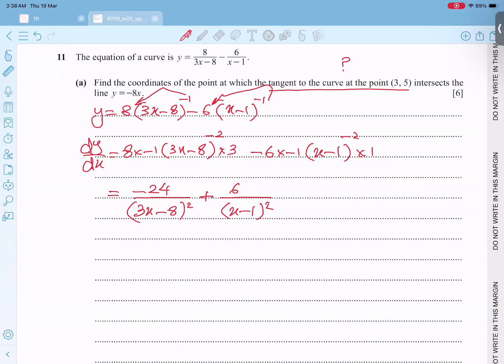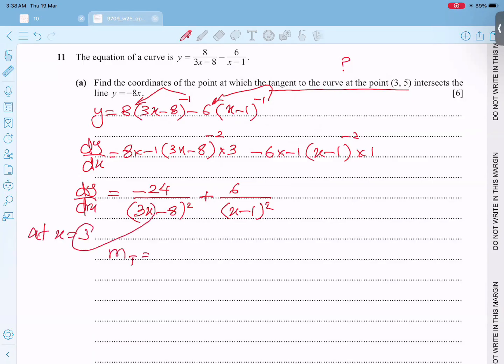A lot of patience is required while doing the differentiation especially, because there is a lot of algebra. I hope this part is very clear. And let's talk about the third part. I'm going to plug in this 3 there. So I'm writing here at x equals 3. It will give me the gradient of the tangent directly.